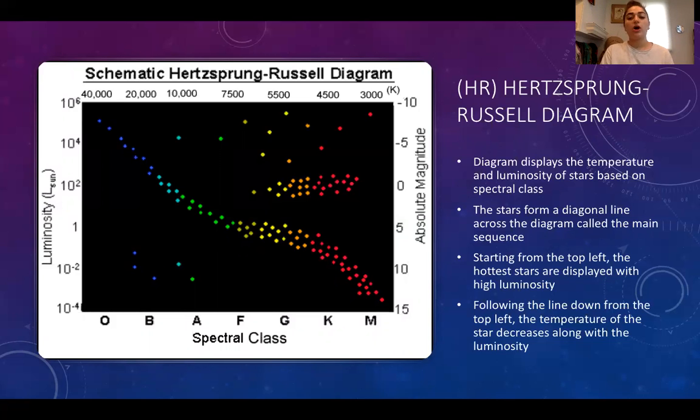So starting from the top left, the hottest stars are displayed with the highest luminosity. And as you go down, they decrease in temperature and they also decrease in luminosity. So there's also stars around those diagonal lines, or below and above those, that are kind of scattered. And so not all stars fall on the main sequence. Stars below the main sequence are called white dwarfs, and those above it are called giants. And since hotter stars are blue and cooler stars are red, a white dwarf is hotter than a red giant.